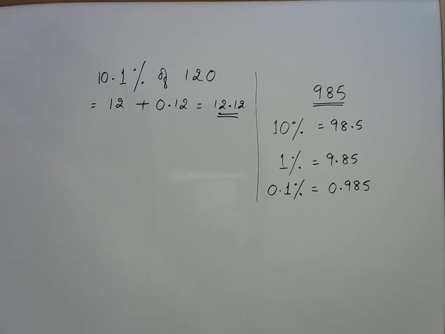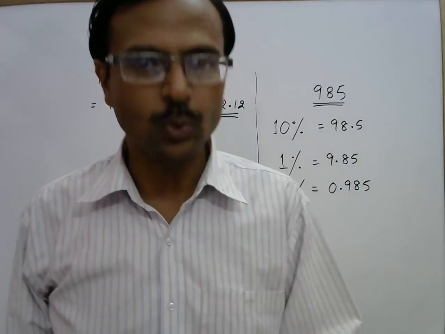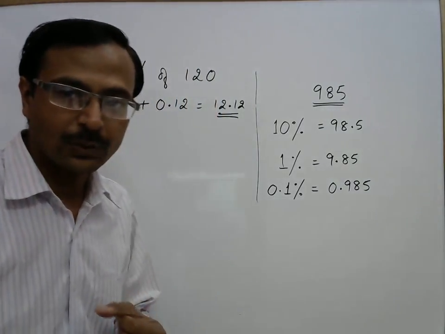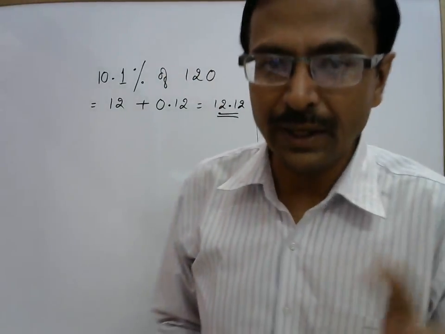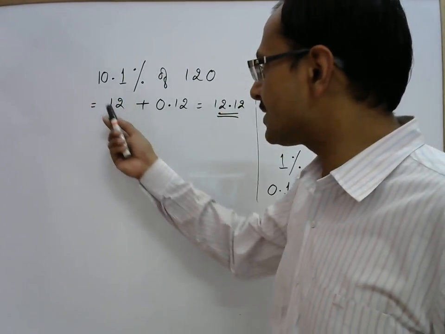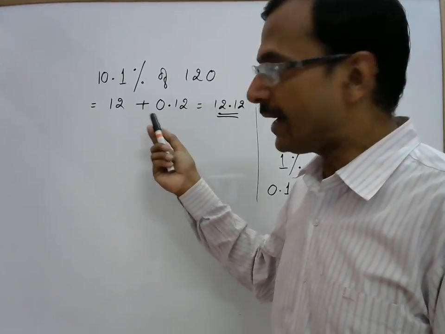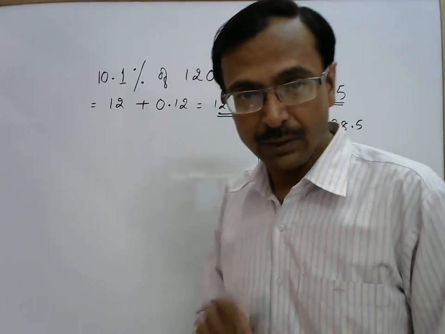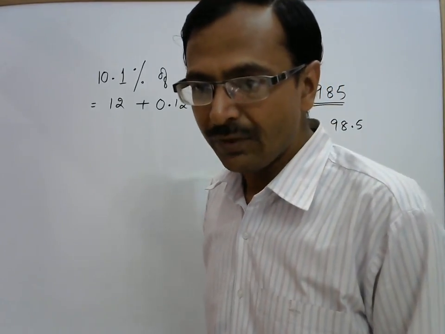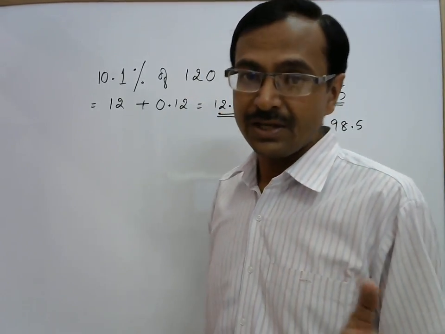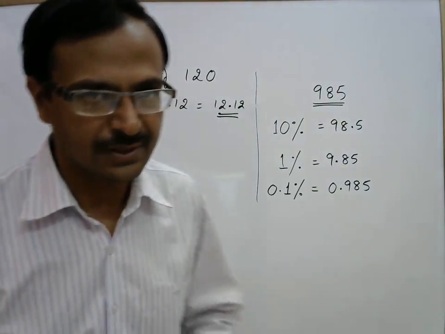Students, those who are giving the answer as 13.2, you have actually calculated 11%, because when you calculate 11%, 10% is 12 and 1% is 1.2. So if you are adding 12 and 1.2, then you are calculating 11%. It is not 10.1%. So 0.1% is basically 3 digits from the right side. The decimal has to be put in 3 digits from the right side.